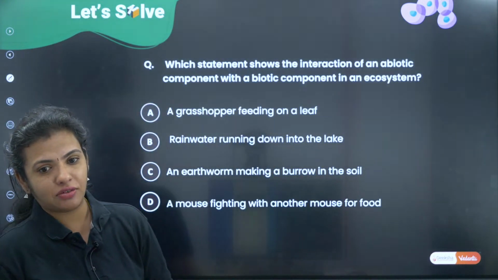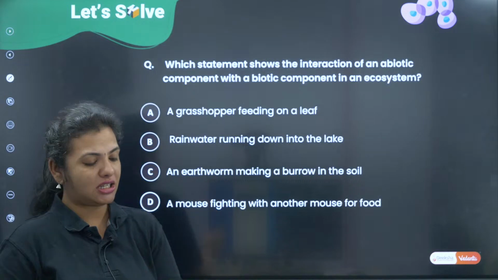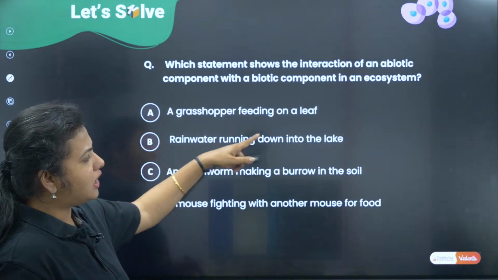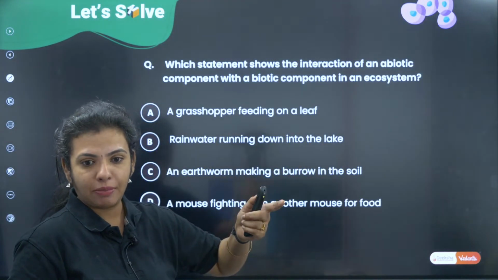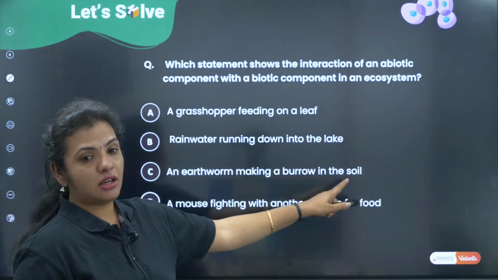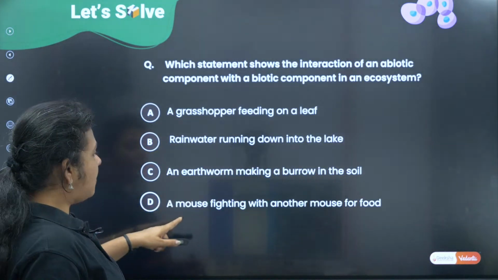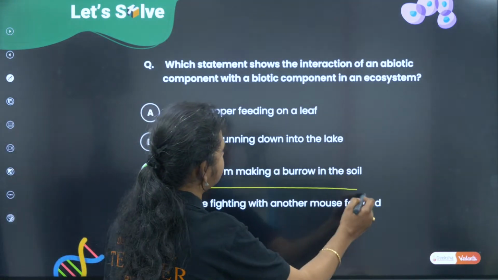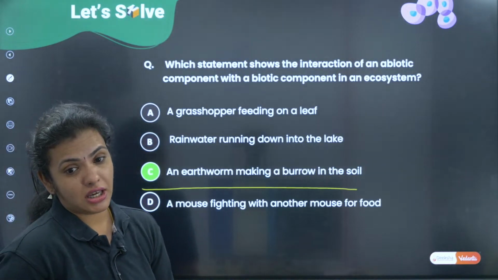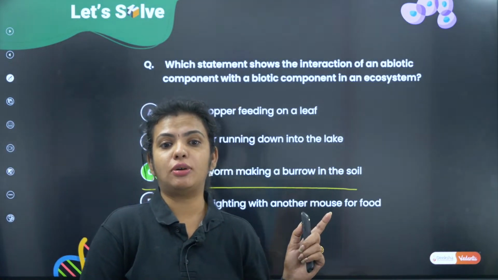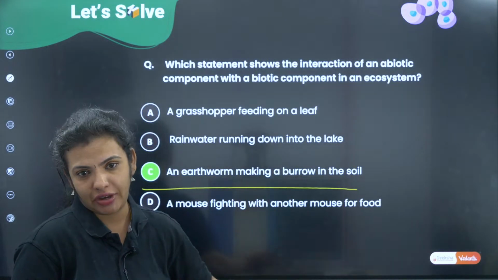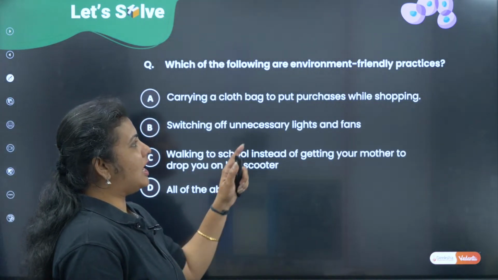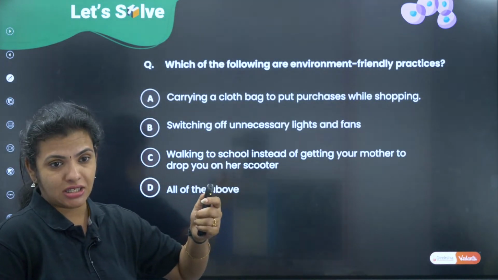Okay. So, we have Gautami who has given the correct answer. Correct. If you look at grasshopper, it is living, leaf living, rainwater and lake, both are abiotic. Earthworm living, soil non-living, mouse living, another mouse living. So, what is the answer, children? The answer is earthworm making a burrow in the soil. Correct. So, earthworm is living, soil is non-living. Okay. Yes, Netra.